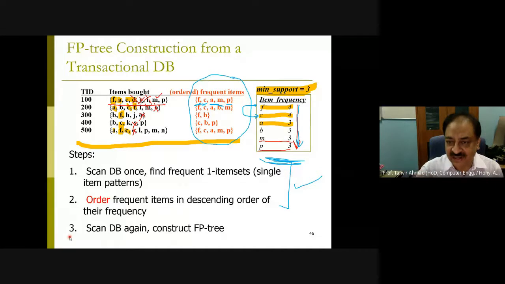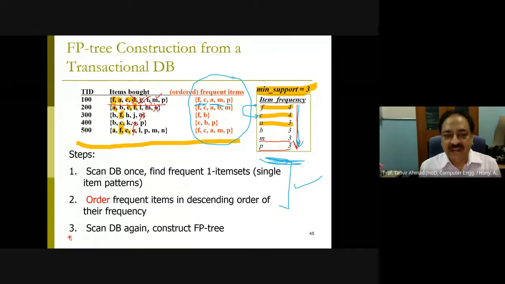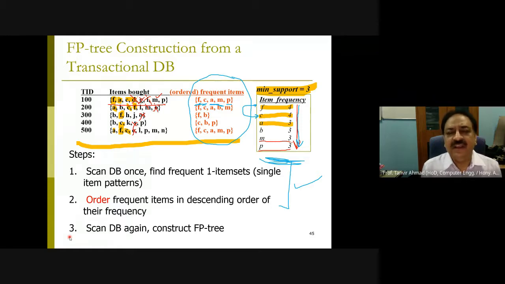Therefore, in a nutshell, you must know that this particular algorithm is free from the K. Even if I am going to generate, say, an itemset of length 10, I require only 2 scans. It only requires 2 scans, irrespective of the size of the frequent pattern which I am going to generate. And therefore, this is one order faster than the Apriori algorithm.